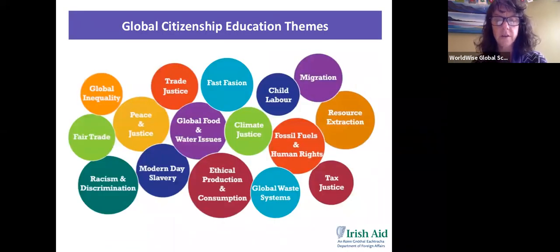If we're looking at the thematic areas that you would naturally explore within global citizenship education, that would include things like fast fashion, trade justice, debt and tax justice, resource extraction, peace and justice, modern day slavery. So even though they mightn't seem the obvious thematic areas that you would explore in science, as you know, it's all connected. And I will go through some of the ways in which you can explore some of these issues within your science curriculum this morning.